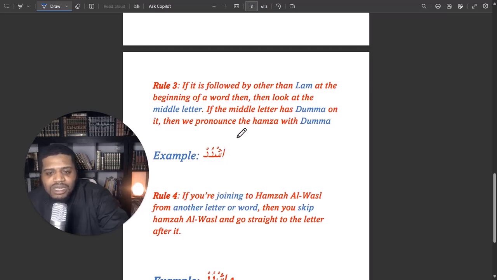We look at the middle letter again, but this time the middle letter has a dhamma on it. Okay, the middle letter doesn't have a kasra, it doesn't have a fatha on top of it, it has a dhamma. Then we pronounce the hamza with dhamma. So here, for instance, we didn't have a lam, so we know we don't say a. Okay, so what we do now is we look at the middle letter. Okay, the middle letter has dhamma on it, so here I know I have to say dhamma. So I say ushdud.